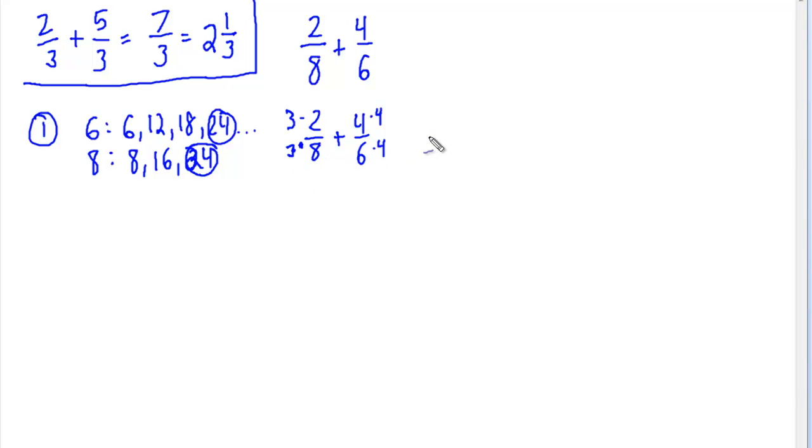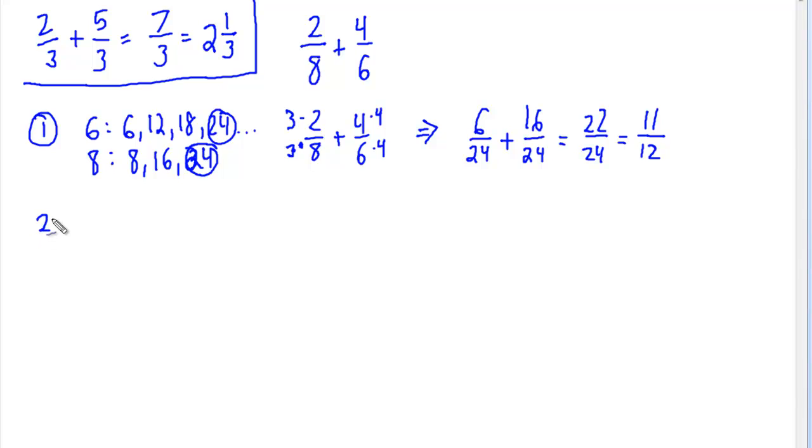So my first fraction then changes into a 6 over 24, and my second fraction changes into a 16 over 24. 16 24ths and 6 24ths, each of these add up to make 22 over 24ths, which can be simplified if I divide top and bottom by 2, 11 over 12. Now that's one method, and it works really easily when the multiples are pretty close together.